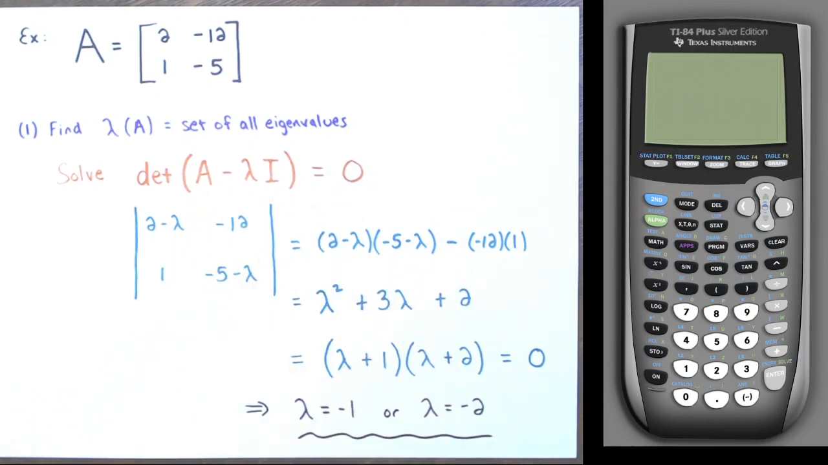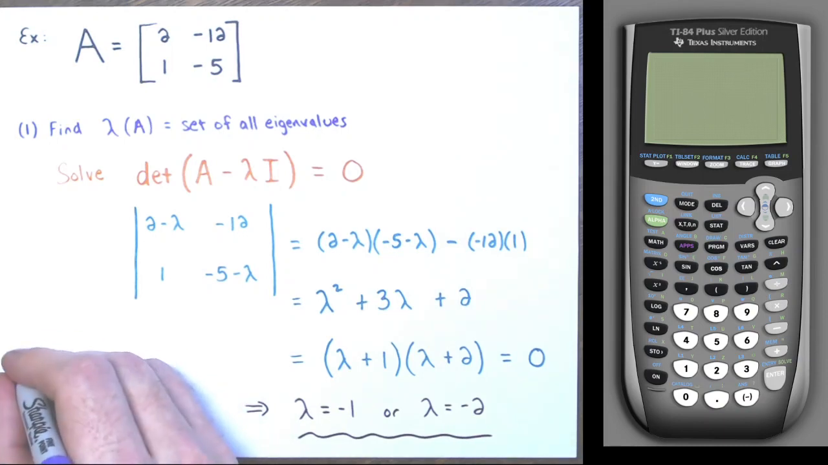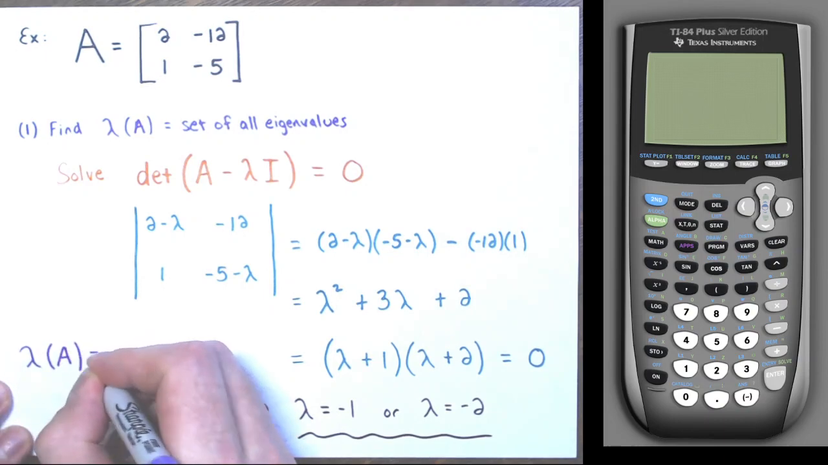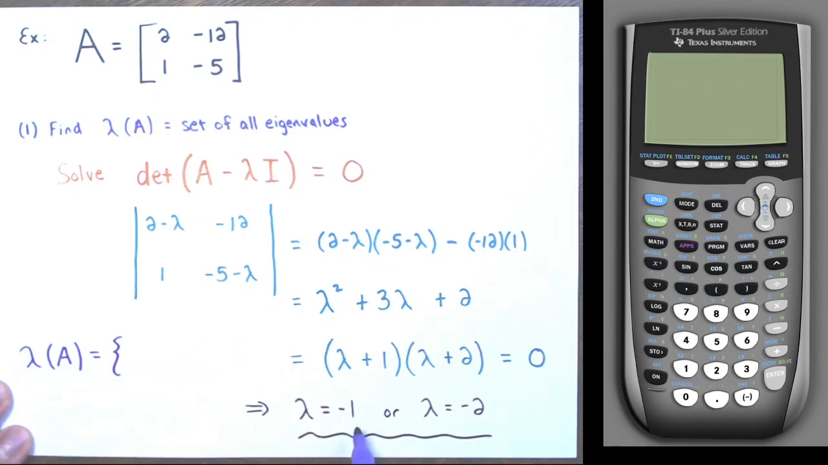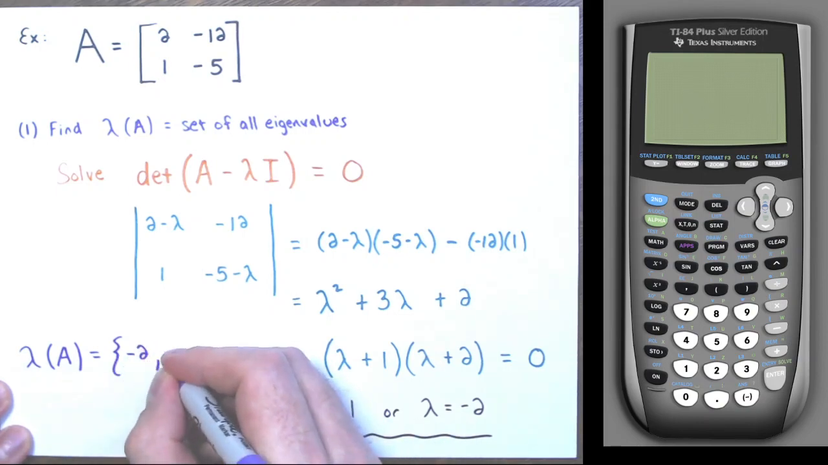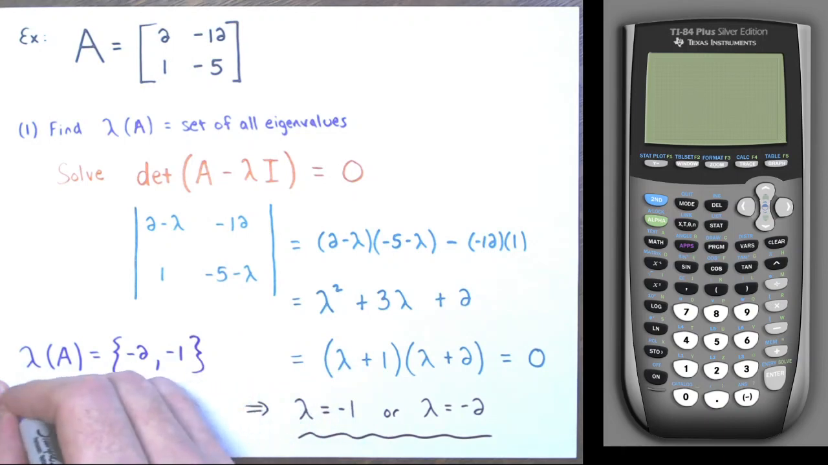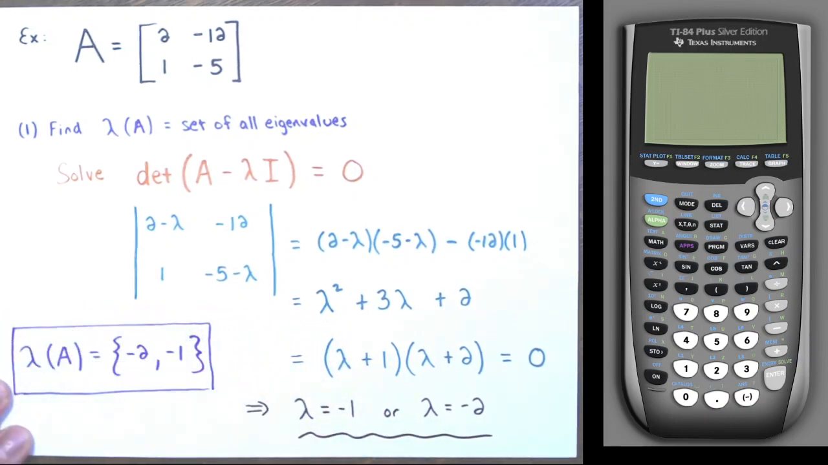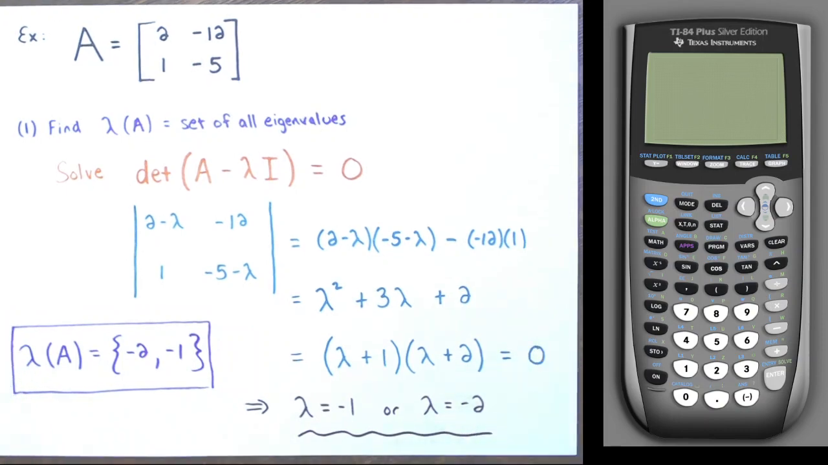And now we have the spectrum. The spectrum of this matrix A is just a set with the eigenvalues in it, negative 2 and negative 1, or negative 1 and negative 2, whatever order you want. Now, when you solve the characteristic equation like this, you can then easily state the algebraic multiplicity of each eigenvalue.